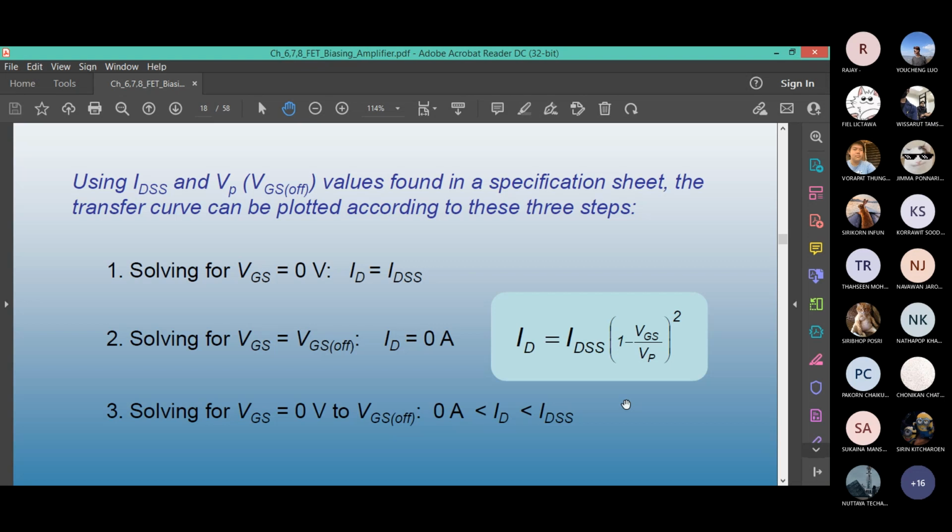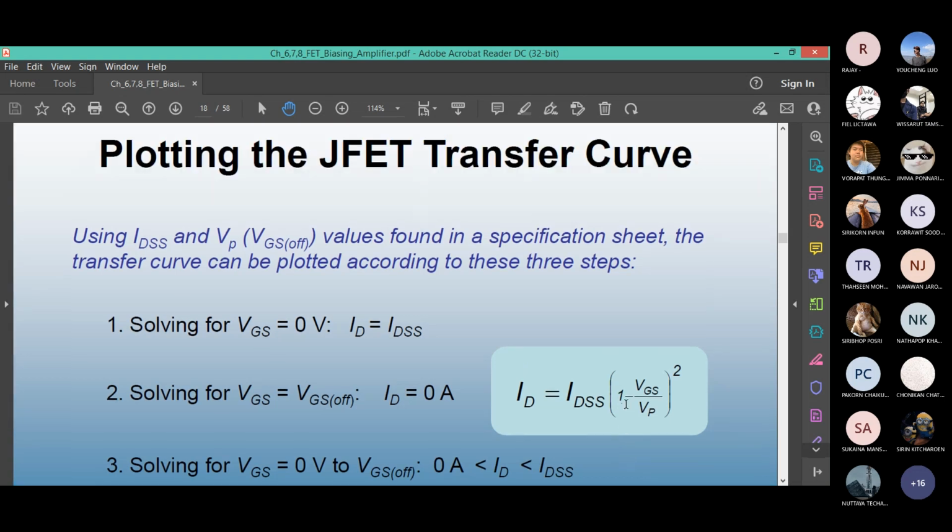But you have to remember the shortcuts. When you remember the shortcuts, you don't even have to calculate manually. So are you clear now about this, how to plot the transfer curve? Yes. And the formula is already given in the formula sheet, which I was displaying during the exam.